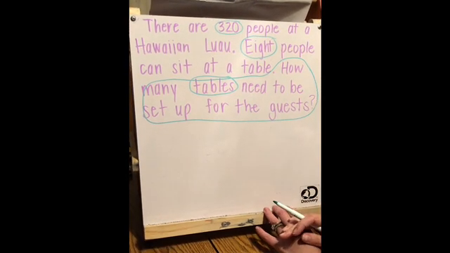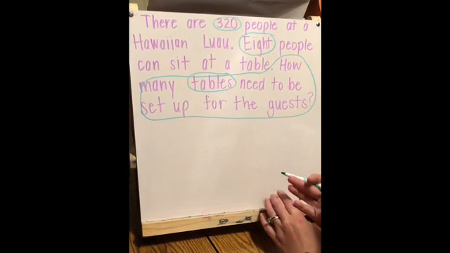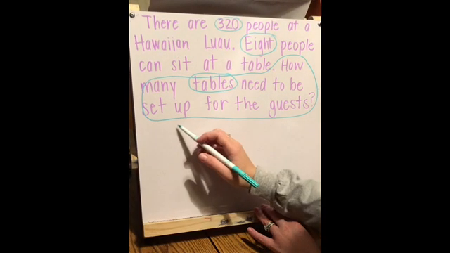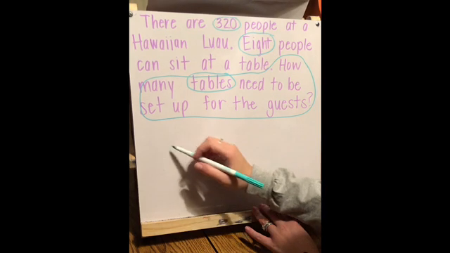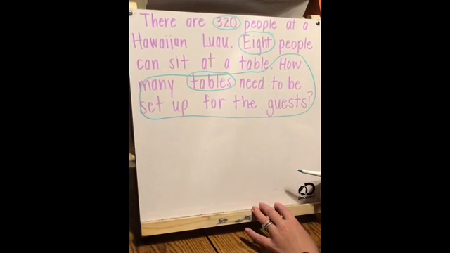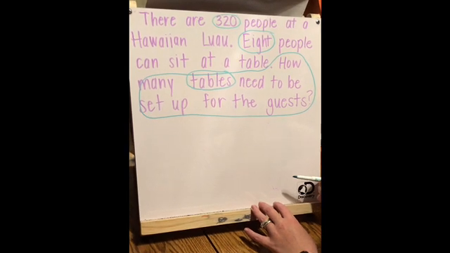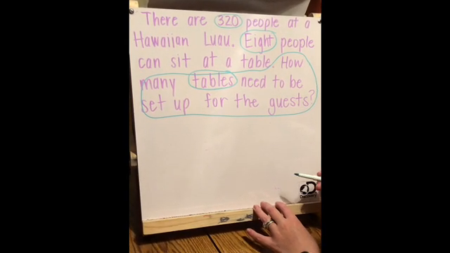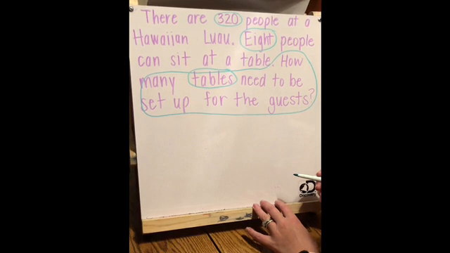All right, kiddos, now this one you could do a lot of different ways. You could draw a picture, you could draw a table and have 8 people sit around it and go the whole way to 320. Now that's gonna take a long time, but it's still a good strategy. So I'm gonna challenge you to try to think of it using multiplication and addition.